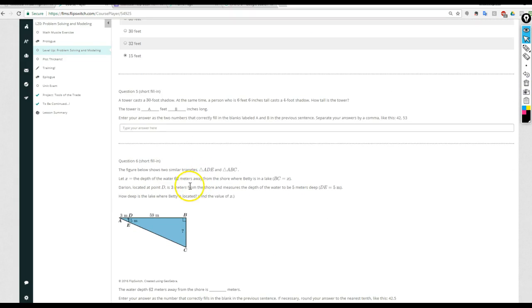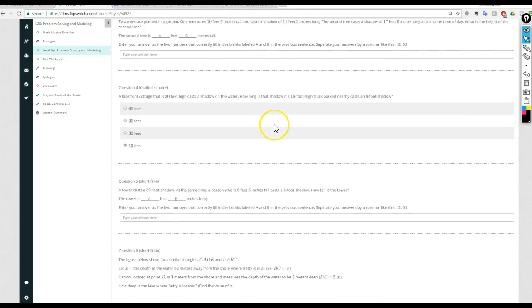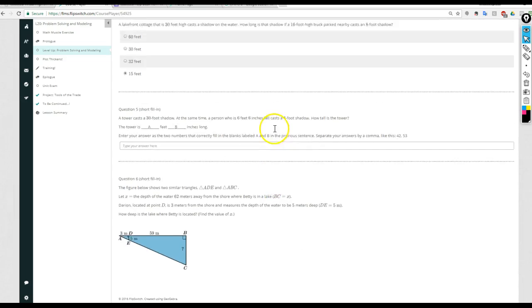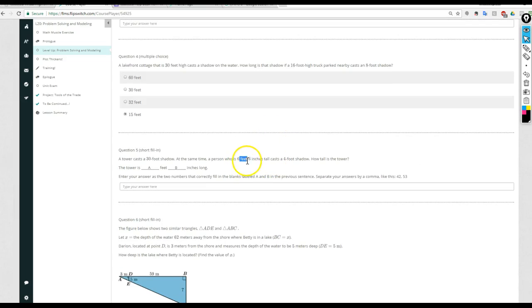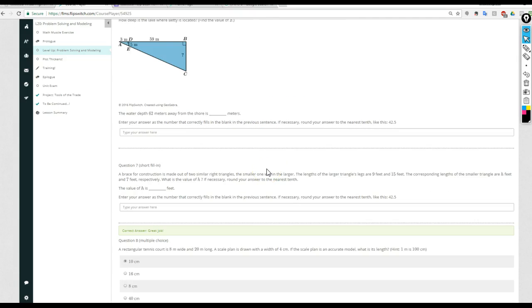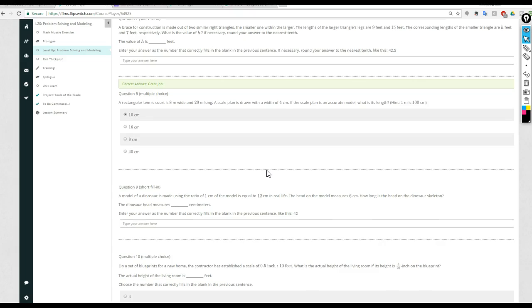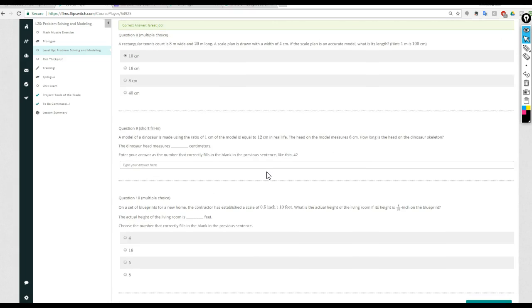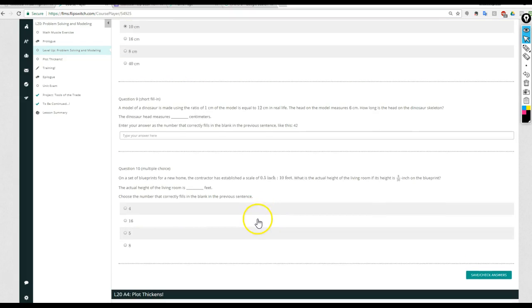And now question 5 is very similar to question 2. And just remember to convert the 6 inches to feet. So we're going to jump to one that is listed out as a ratio. So we're going to jump to question 10.